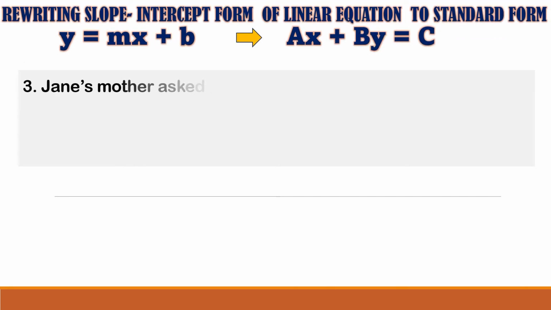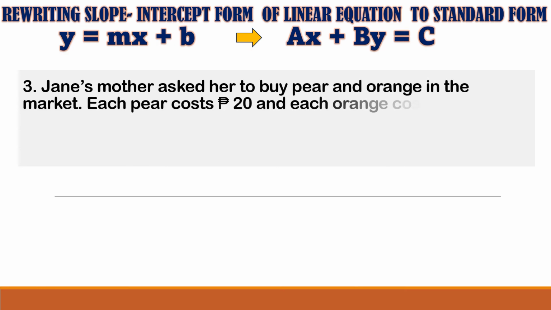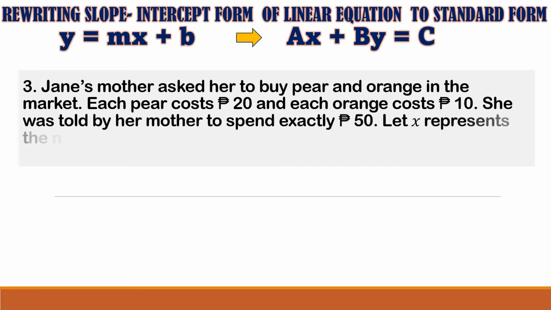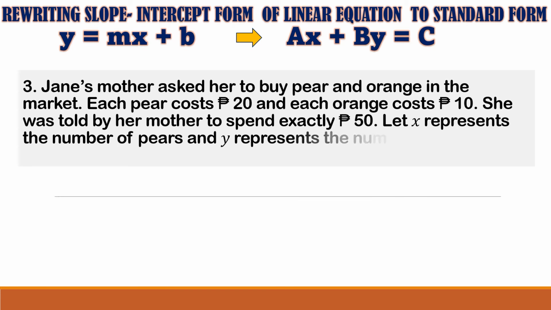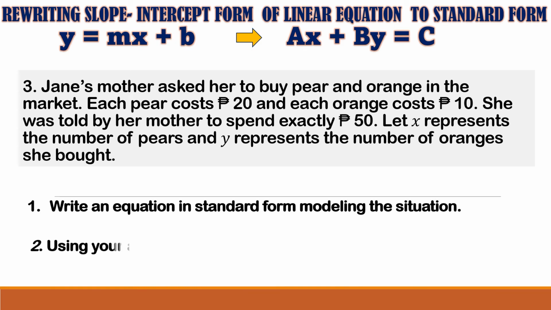Example number 3. Jane's mother asked her to buy pear and orange in the market. Each pear costs 20 pesos and each orange costs 10 pesos. She was told by her mother to spend exactly 50 pesos. Let x represent the number of pears and y represent the number of oranges she bought. First, write an equation in standard form modeling the situation, and second, using your answer in number 1, rewrite the equation in slope-intercept form.